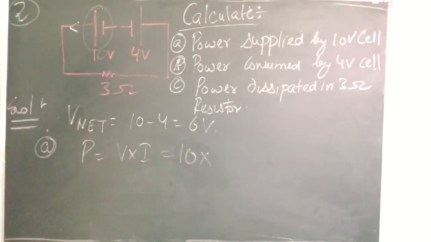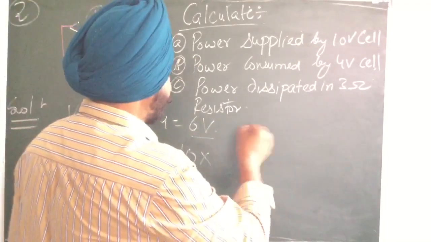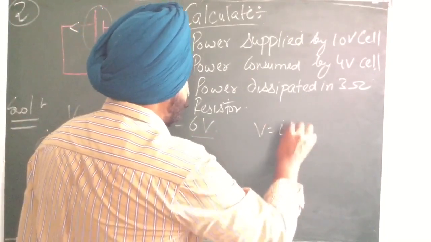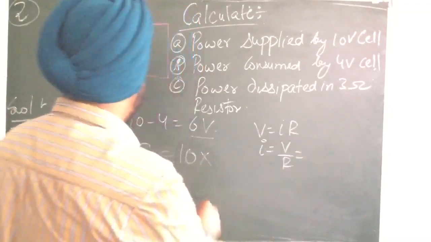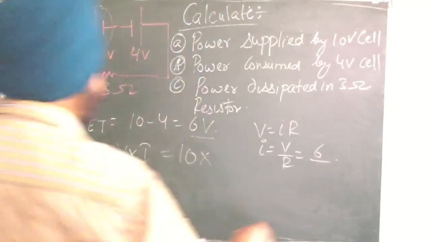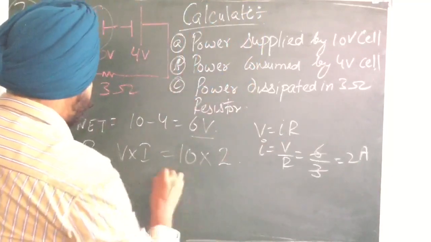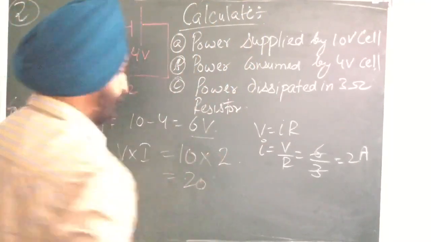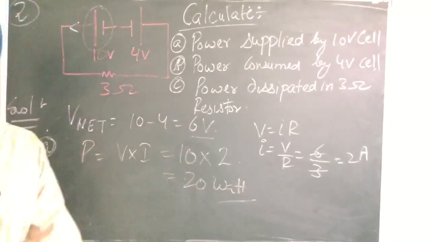So what would be the current passing through this circuit? The net voltage is 6 volt, and we can calculate the amount of current, which would be equal to V by R. Net voltage is 6 and net resistance over here is 3. So current is 2 ampere. So net power that it is providing is 20 watt. SI unit of power is of course watt.